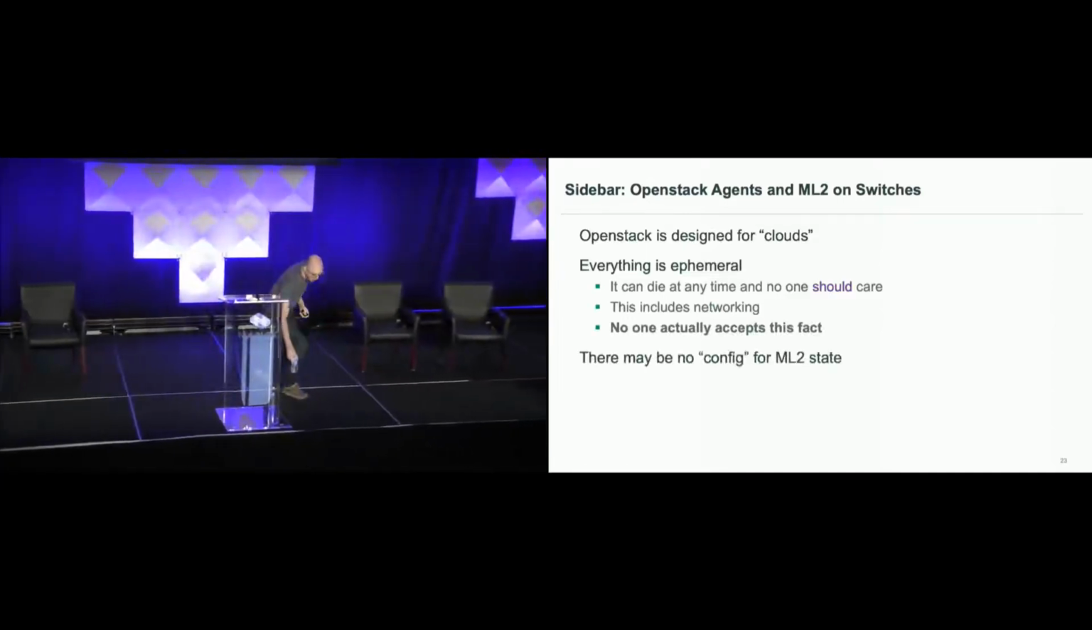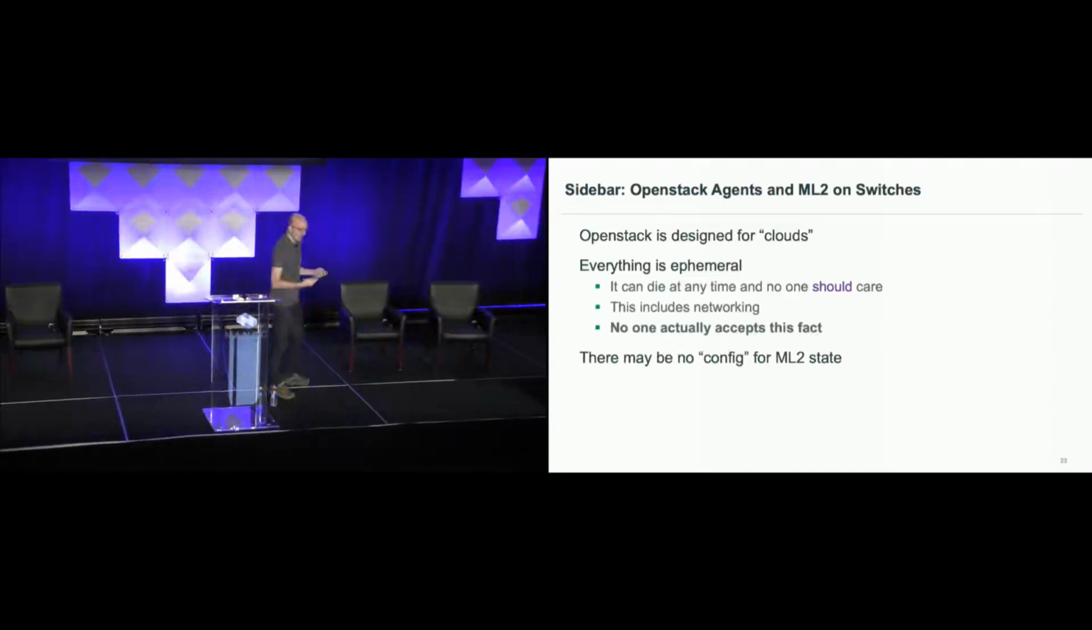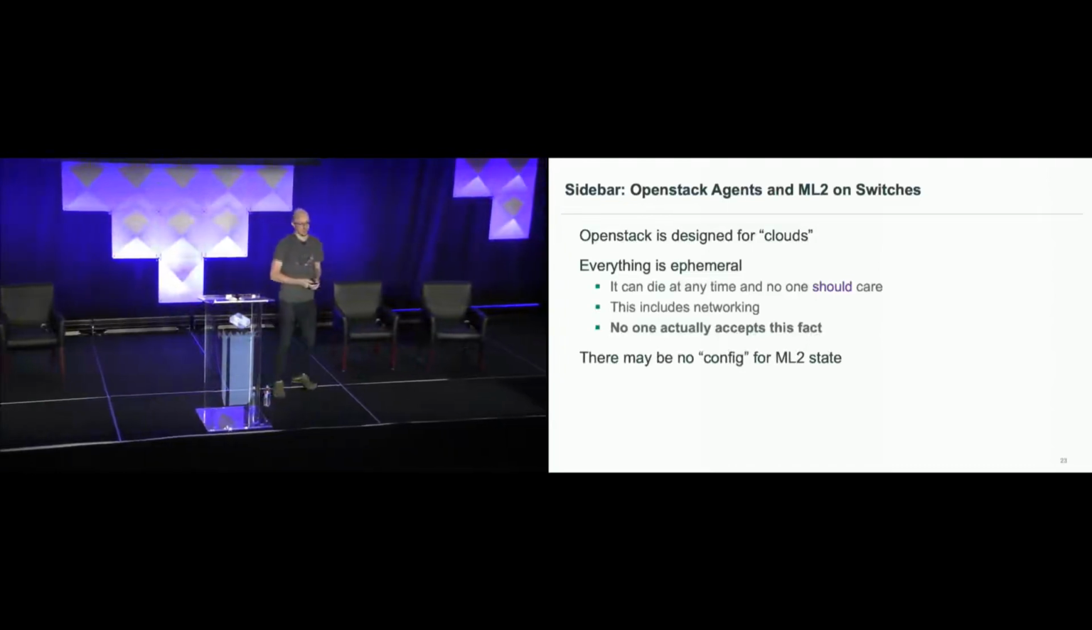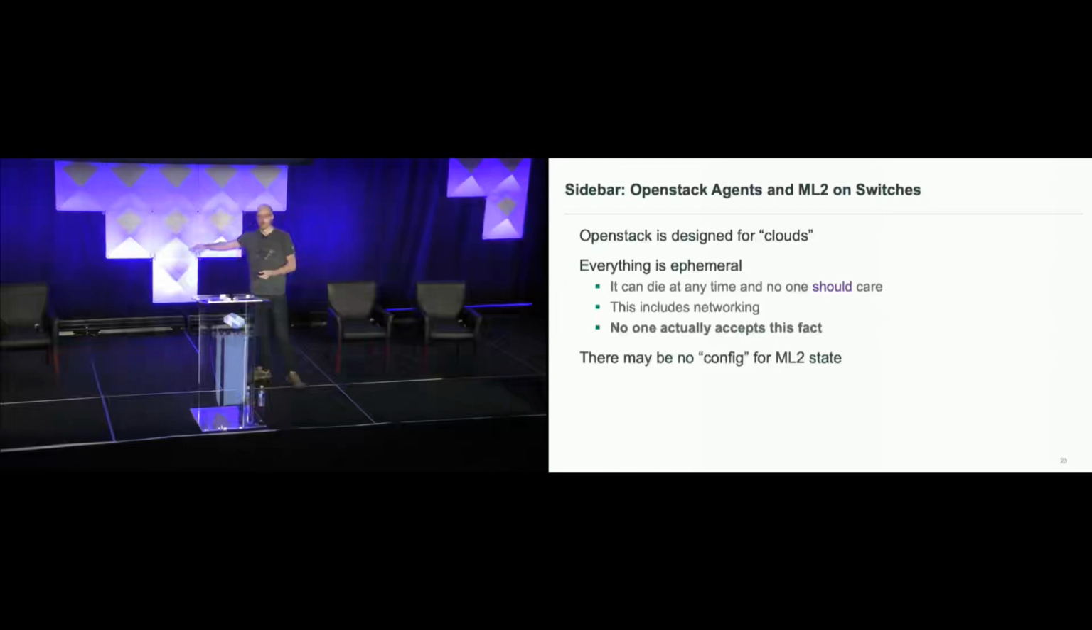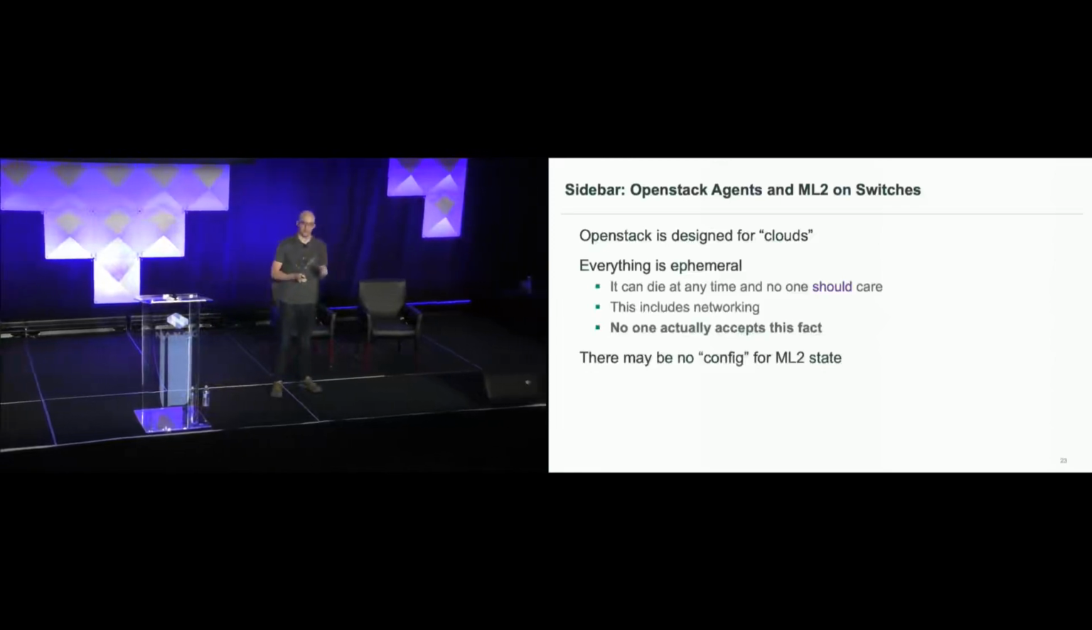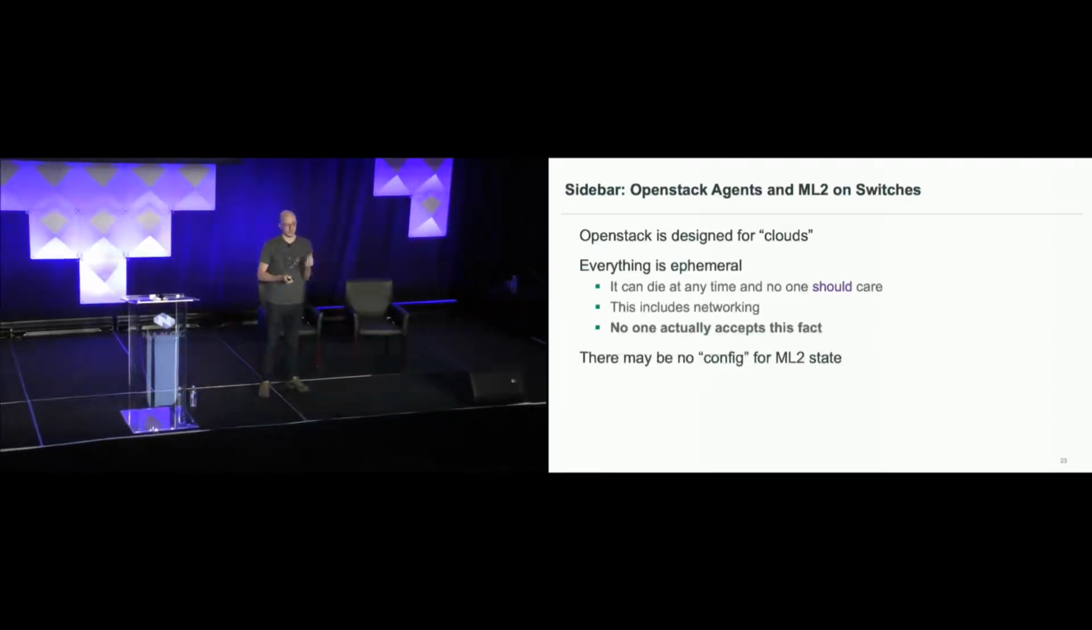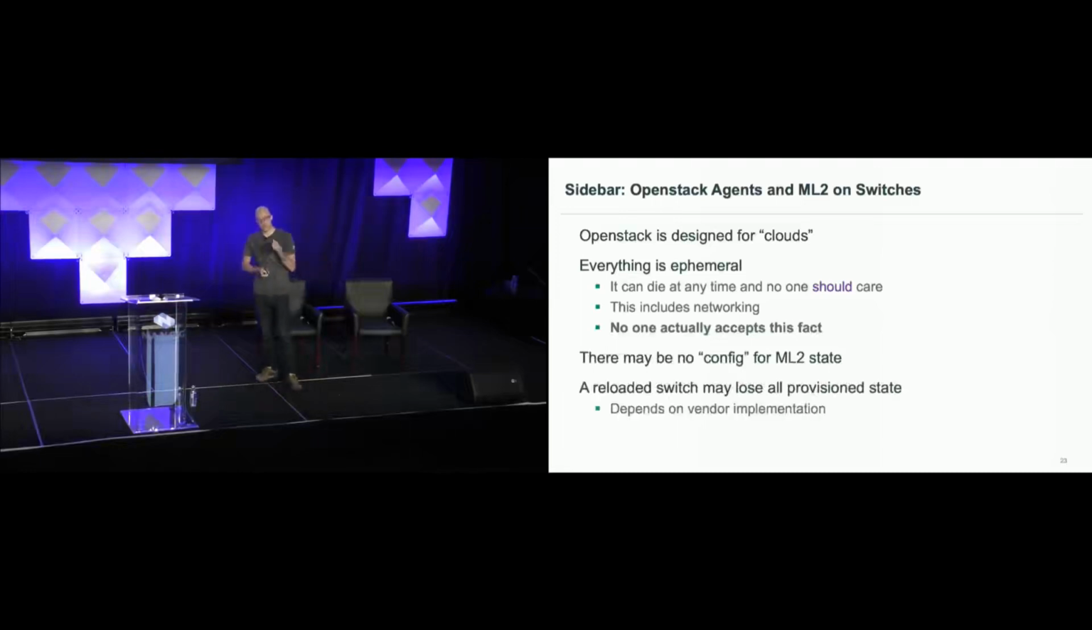With ML2, there might not be any configuration behind it, meaning that if a VLAN is pushed from ML2 down to that device, it's up to that vendor to determine whether or not that VLAN exists in the configuration or only in the state of the switch. So if I reload the switch, it's possible that I lose all the state that was provisioned by ML2. It very much depends on the vendor implementation.